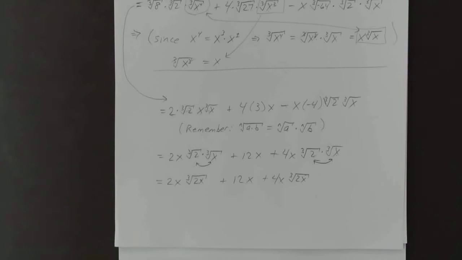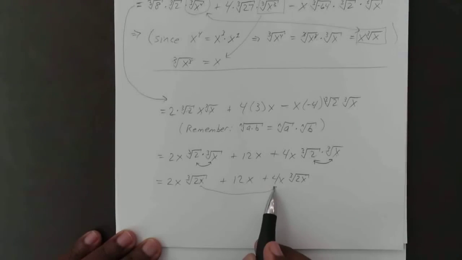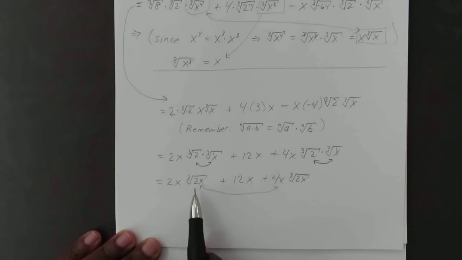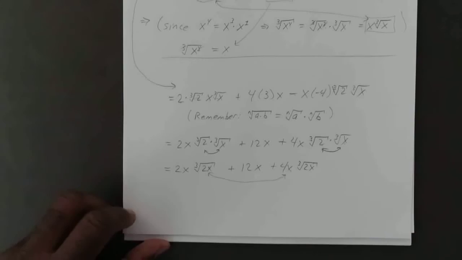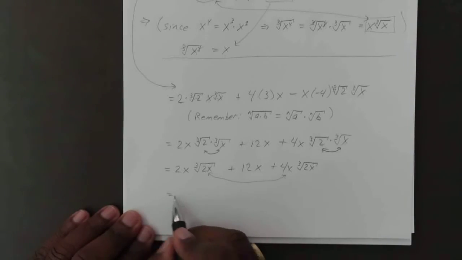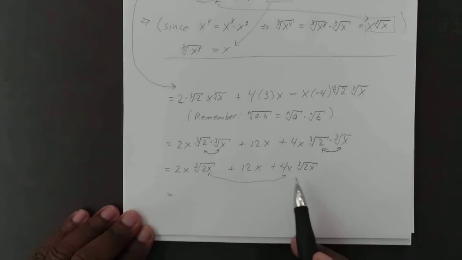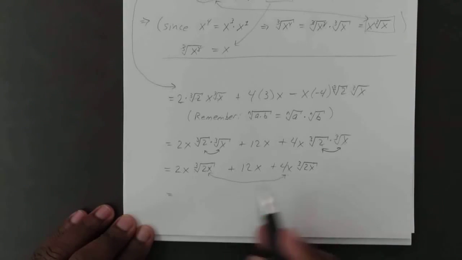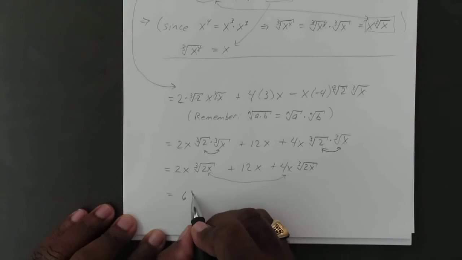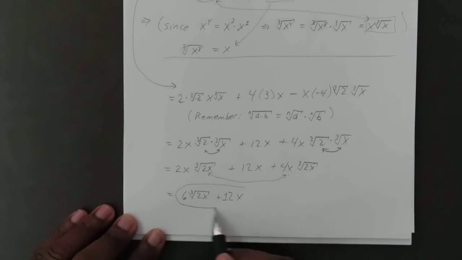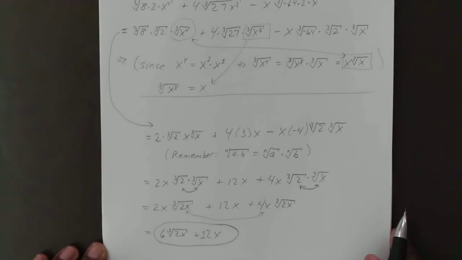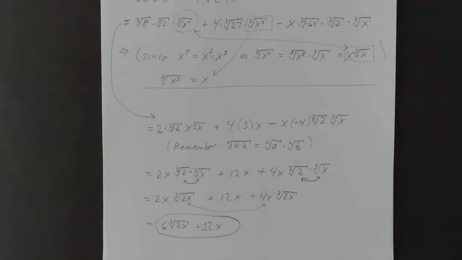Now we can't combine all of them, but we can combine those two, simply because their radicals are exactly the same. So we end up with 2 cube root of 2x plus 4 cube root of 2x is just 6 cube root of 2x plus 12x. So that would be your final simplified answer.